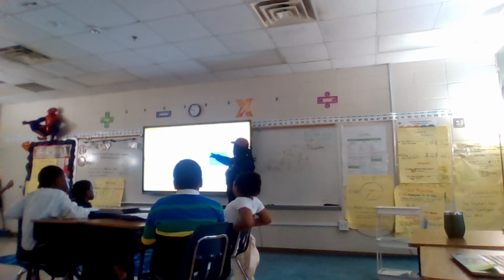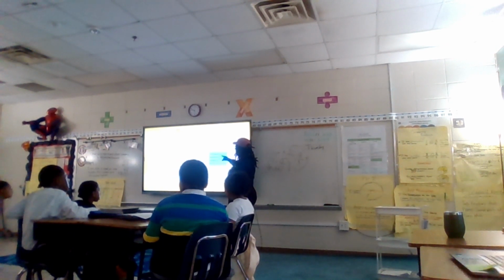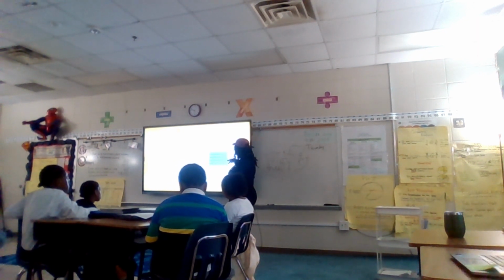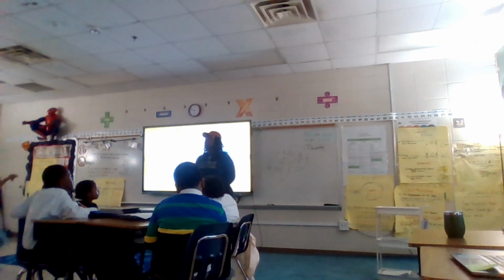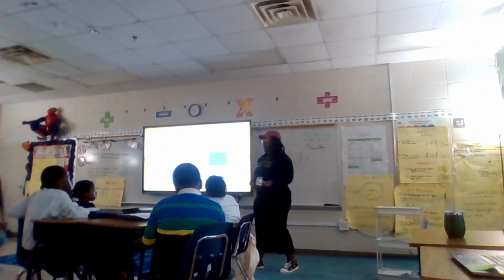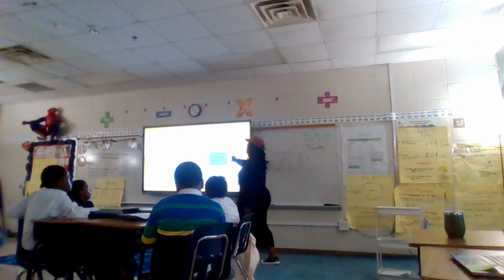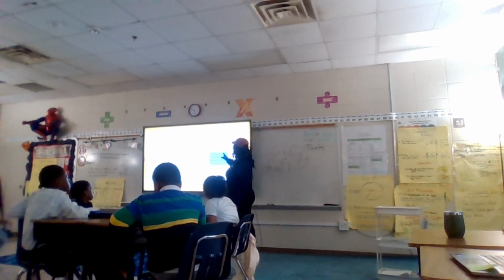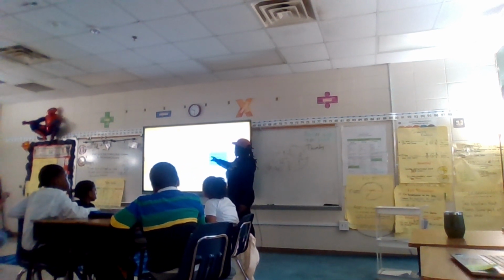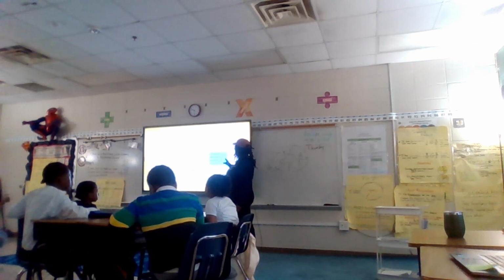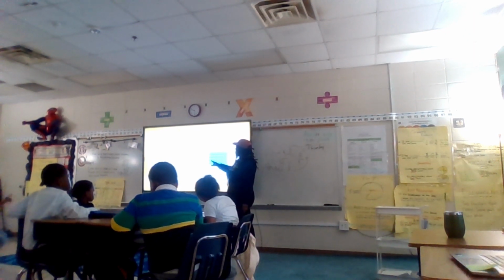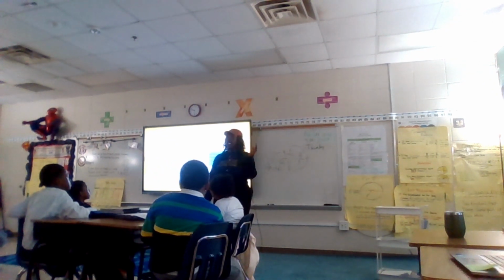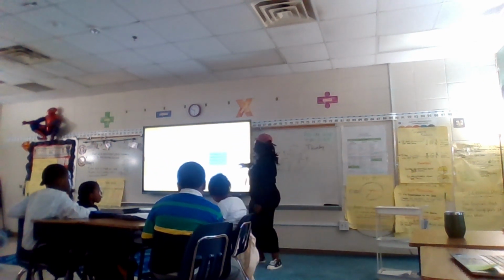So let's count. 1, 2, 3, 4, 5, 6, 7. The length of this is 7. And the width, let's go: 1, 2, 3, 4, 5. If we were trying to find the area, what are we doing? Somebody tell me what that equals. 35. So the area of this rectangle is, let's make sure, let's count: 1, 2, 3, up to 35. So is our area 35? Does 7 times 5 equal 35? Yeah. Okay, good.